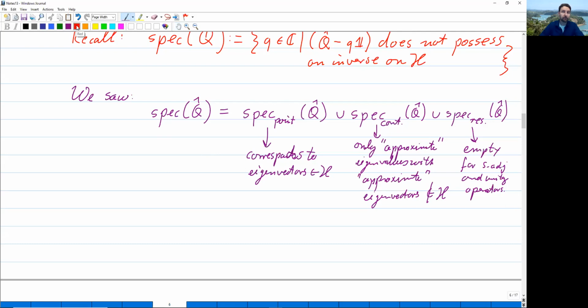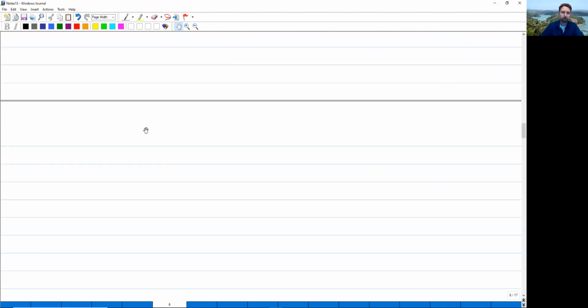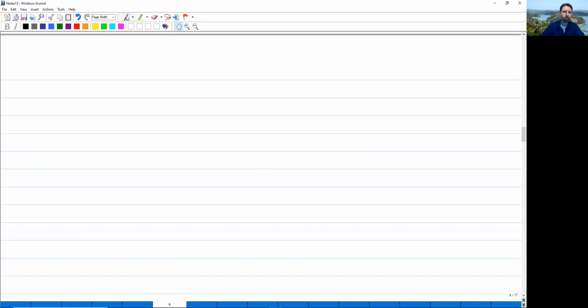We are ready for the spectral theorem now. Let's start it on a fresh page. The spectral theorem for self-adjoint operators.